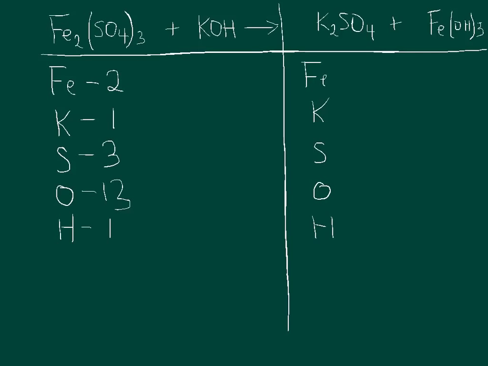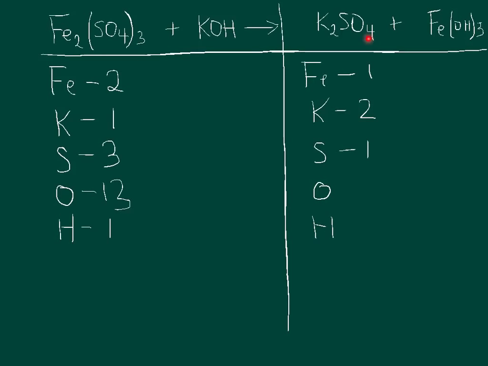Let's take a look over here at our product side. I can see I just have the 1 iron, and I have 2 potassiums right there. And then my sulfurs, I just have 1 sulfur. You can see it right there, just 1 sulfur. And then oxygens, I can see again, are split up in 2 places. I have some of the oxygen over here in the sulfate, some of the oxygen over here in the hydroxide.